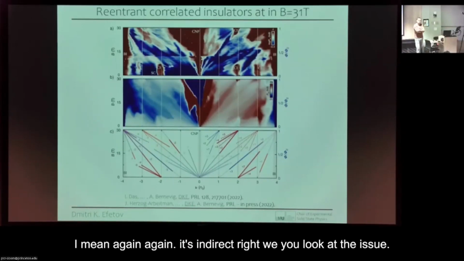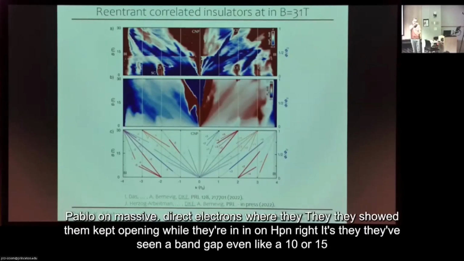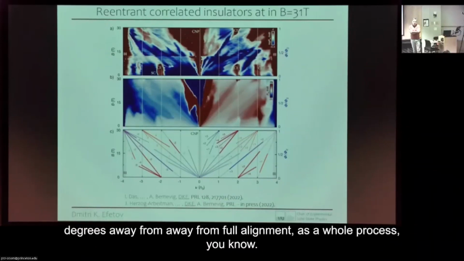No, I mean, it was something like 15 degrees or so. Again, it's indirect, right? We look at the edges of the crystals. Even if you look at the early papers on the Hofstadter butterfly, or this paper by Pablo on massive Dirac electrons, where they showed band gap opening in graphene on hBN, they've seen a band gap even at 10 or 15 degrees away from full alignment.